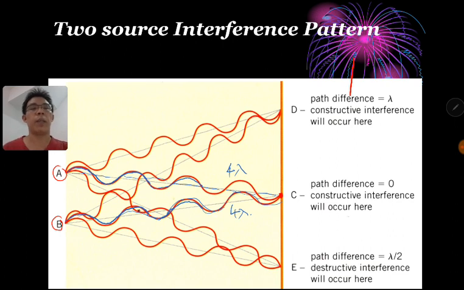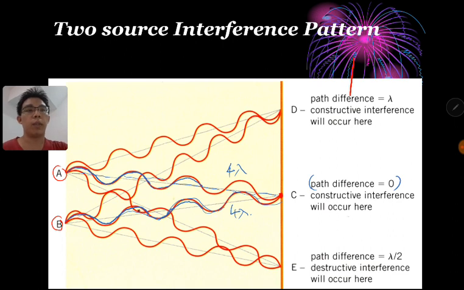It's the same diagram. So basically, they have 0 path difference because 4 lambda minus 4 lambda, right? So 0 path difference is going to be a constructive interference. Okay, as we already learned just now, you can use that here.